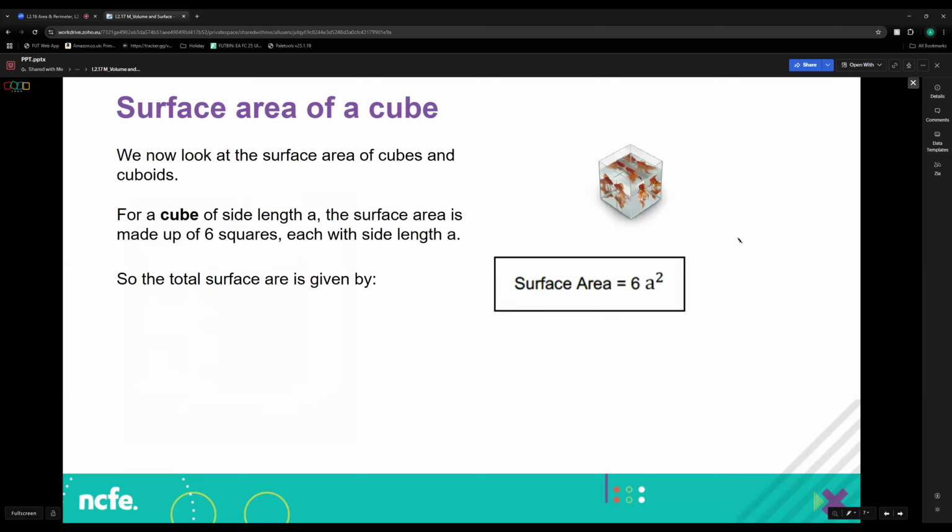Okay, surface area is different than volume, right? So for surface area, you find the area of one side, and then you times it by the amount of sides that shape has. So for a cube, a squared, timesing this by this, timesing it by 6 because there are 6 sides on a cube.